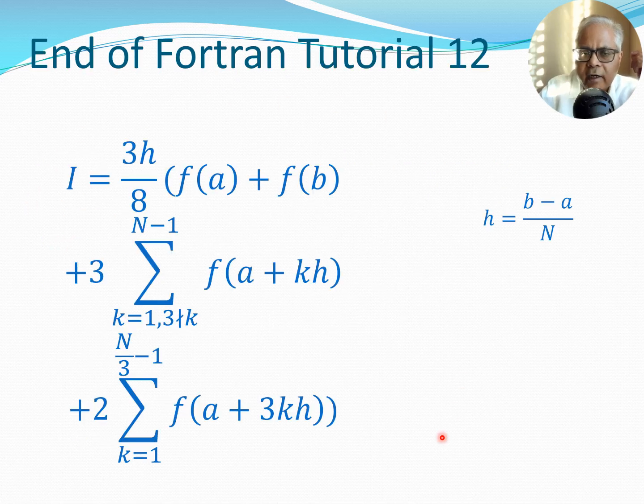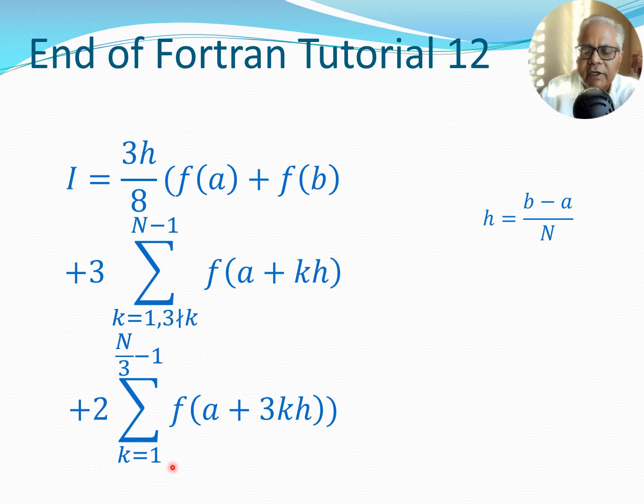So before I end, I'll just leave you with the 3/8 rule. It's called 3/8 rule because you have 3 by 8 into h. The first two terms are fa plus fb. Then you have this term which is a summation of various values k is 1 to n minus 1, but excludes multiples of 3. So this particular sign here means that it excludes the multiples of 3 here.